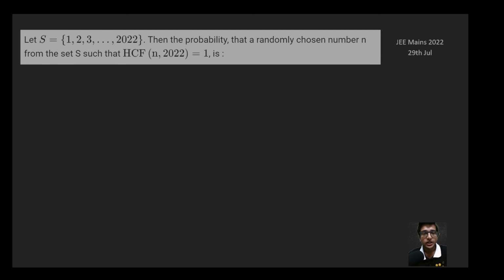Now let's look at this question. Again, this is also a very good question that was asked. A tough question, a lengthy question. There has been a set given which contains numbers from 1 to 2022. Then the probability that a randomly chosen number n from the set S is such that the HCF of that number and 2022 is 1. HCF is highest common factor. That means n and 2022 have no common factors. So we have to choose n in such a way that n and 2022 have no common factors.